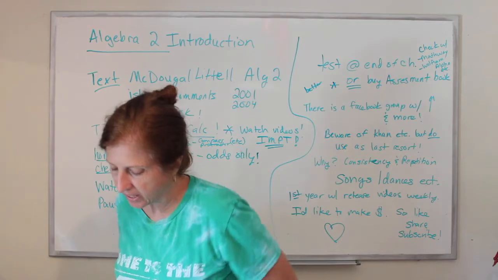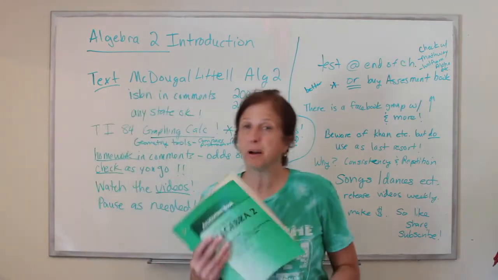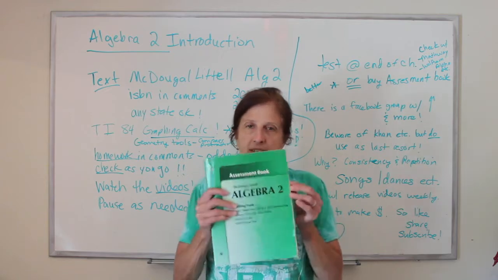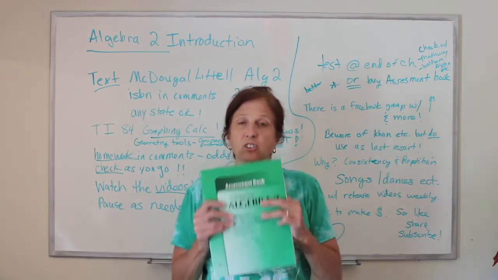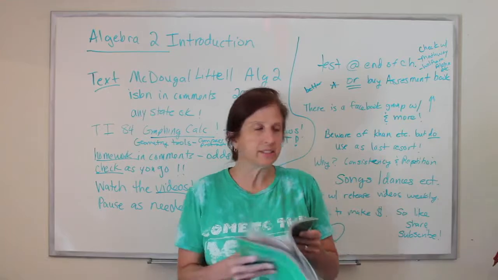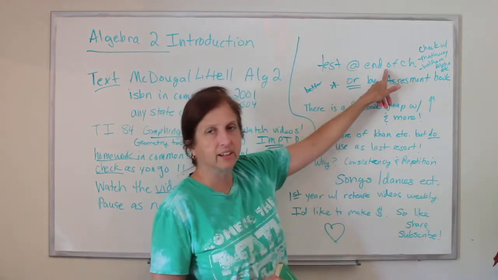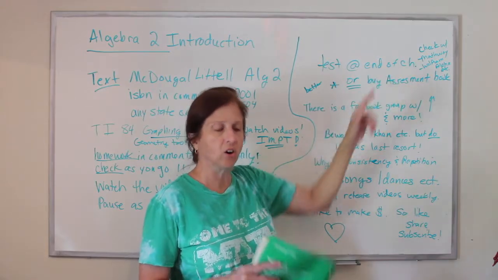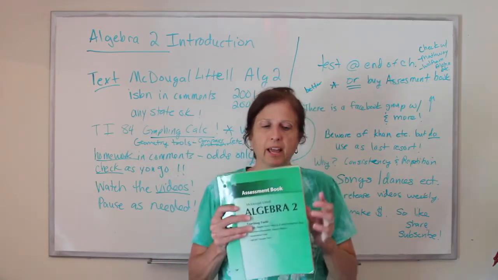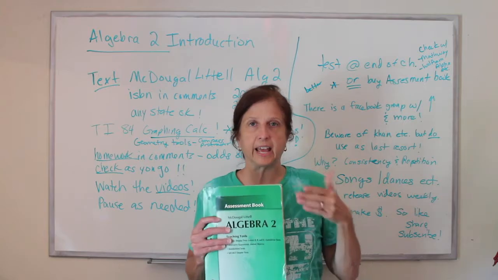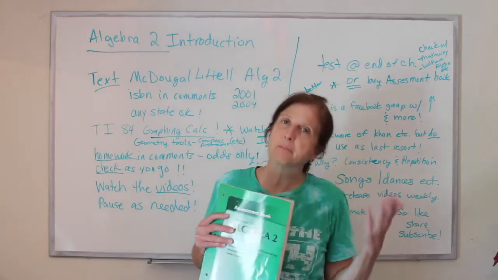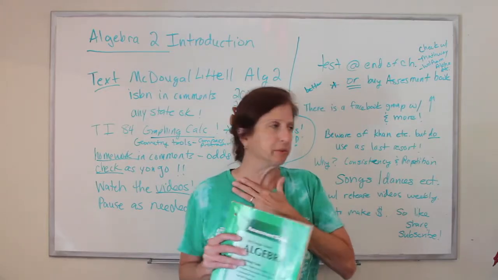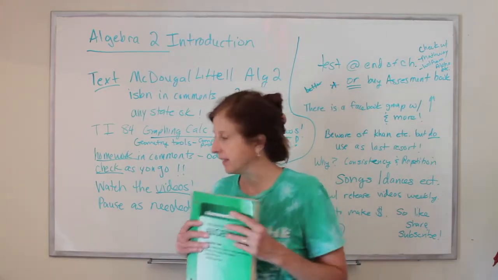The other thing you might want to buy is the assessment book. The thing that's better about this is these are the tests, but they're different than the test at the end of the chapter. The tests at the end of the chapter are harder. They're a lot harder. And in the assessment book, it's got 3 levels of test: A, B, and C. A is the easiest, B's in the middle, C is really advanced.